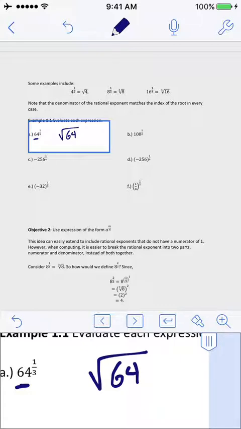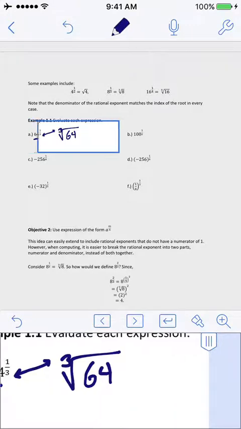And then my fraction tells me my index. If this fraction is 1/3, then it must be the cubed root, 1 over 3, right? So the index always matches the rational denominator.